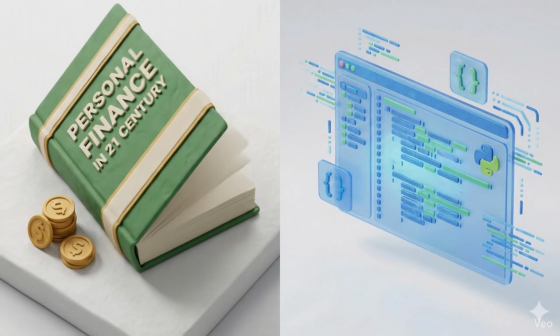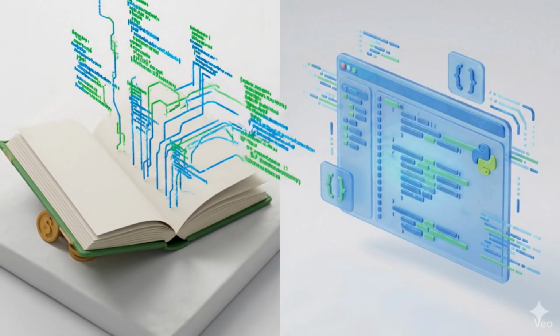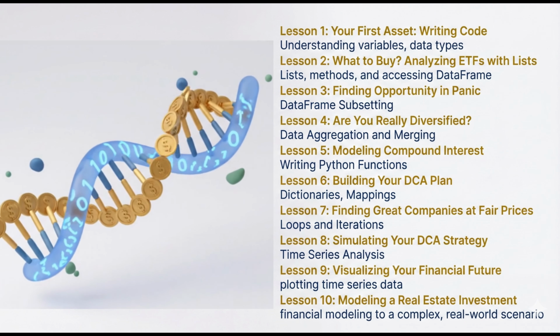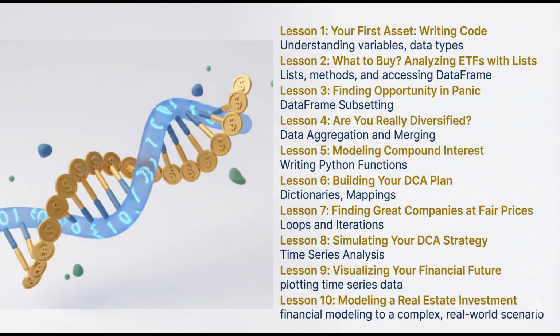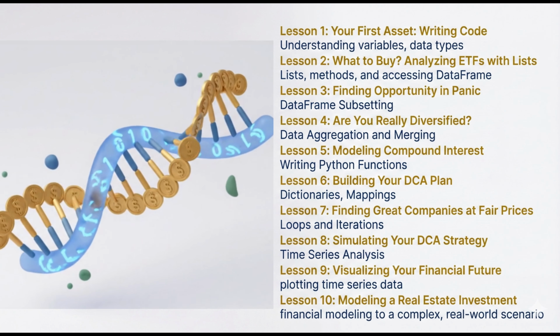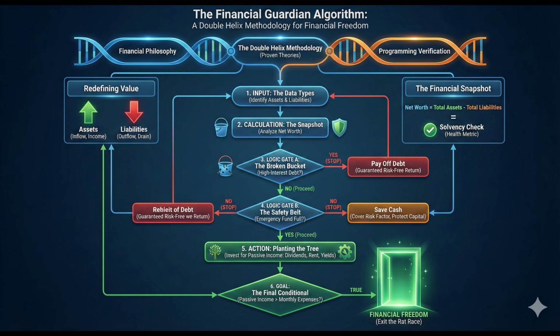Most people treat money and coding as two separate worlds. We don't. We use the Double Helix method. We use financial theory to understand what to do, and we use Python code to verify that we are doing it right.